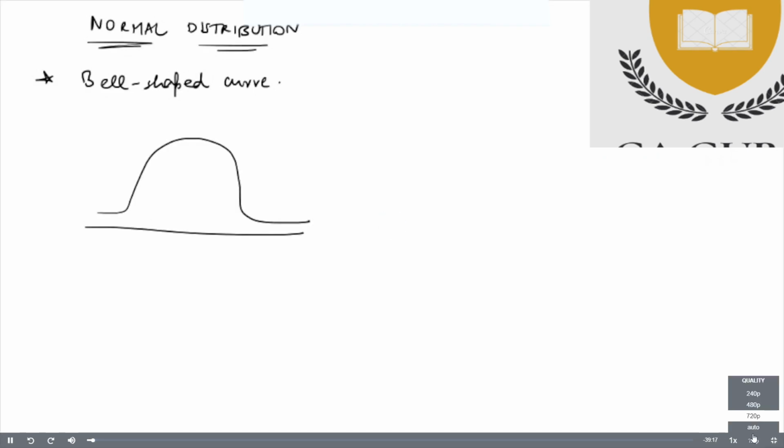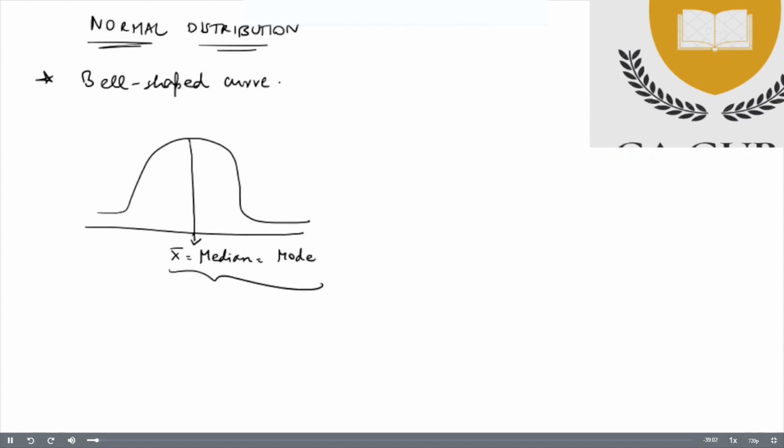Now, first of all, you have to know that the normal distribution is a bell-shaped curve. Let me show you the curve. It is going to be like this. It's a bell-shaped curve where the midpoint is the point where you have the mean, median and mode, and all three are equal. We commonly denote it using the symbol mu. This is x bar, which is the median, which is the mode, that is the midpoint, and it is equal to mu.